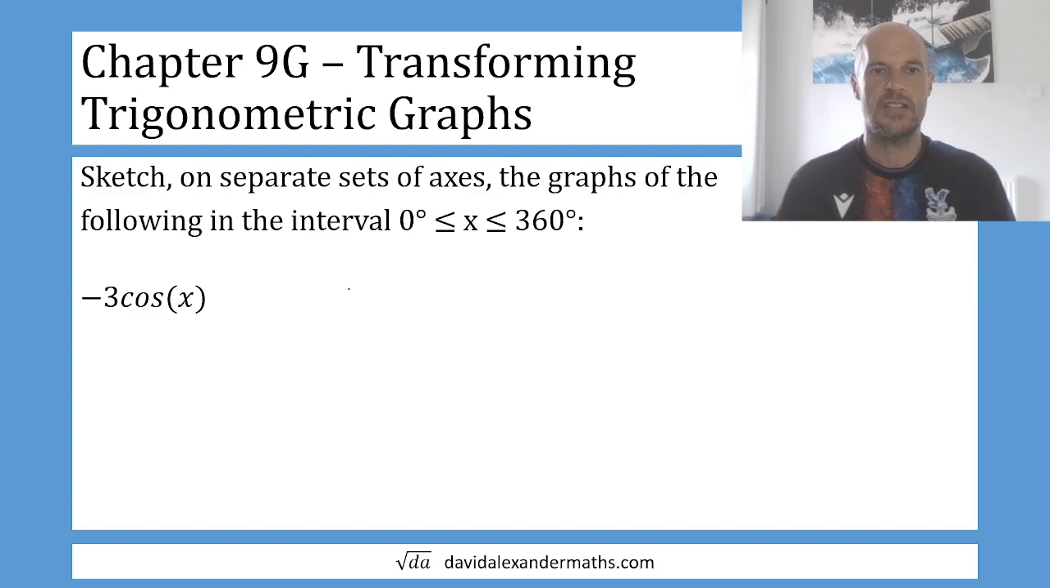-3 cos of x, let's start off with the cos of x. So the cos of x starts at 1, goes down to -1, comes back up again. Now 3 cos of x, instead of going up to 1 and -1, goes up to 3 and -3.